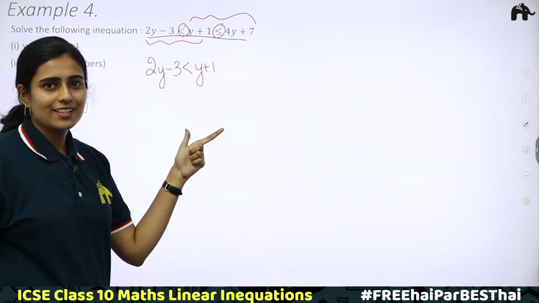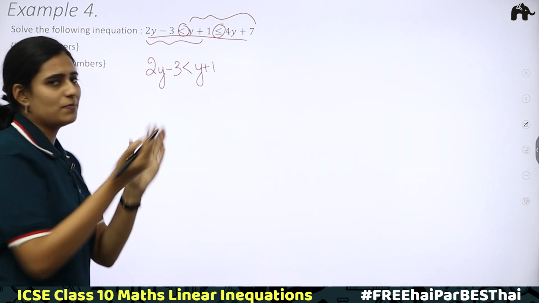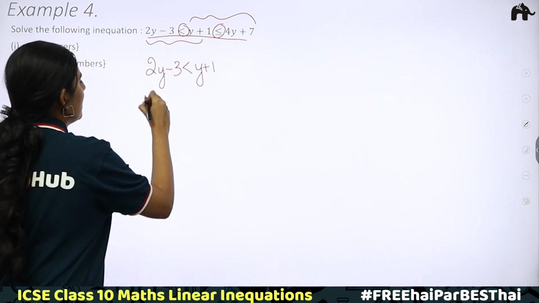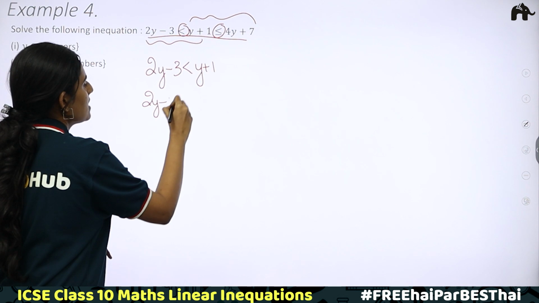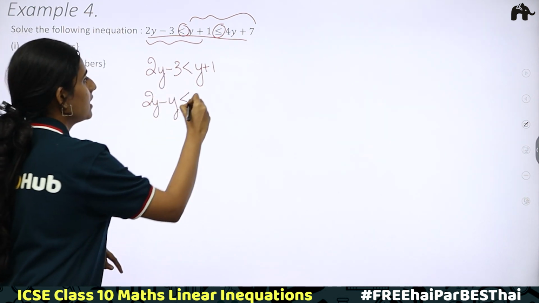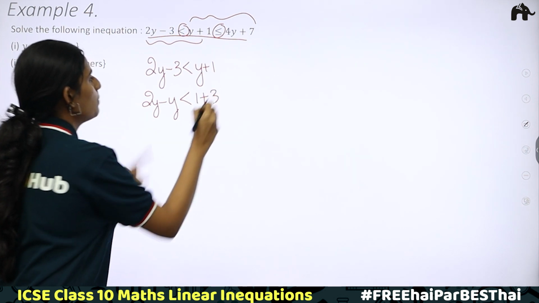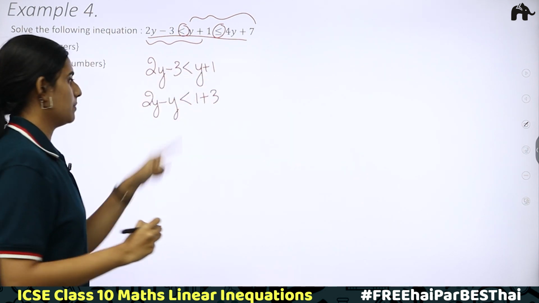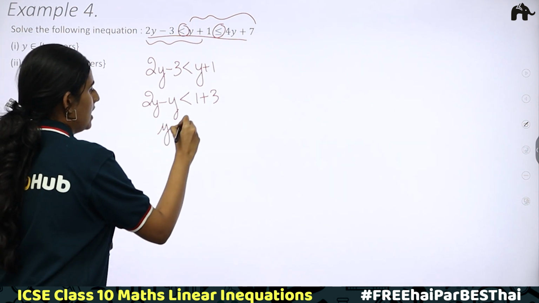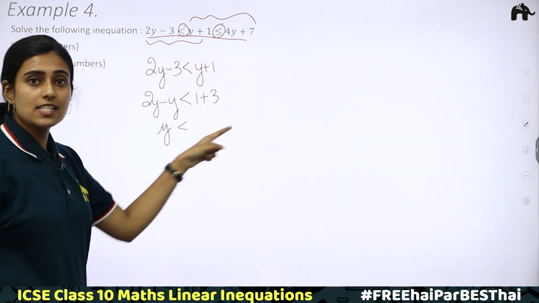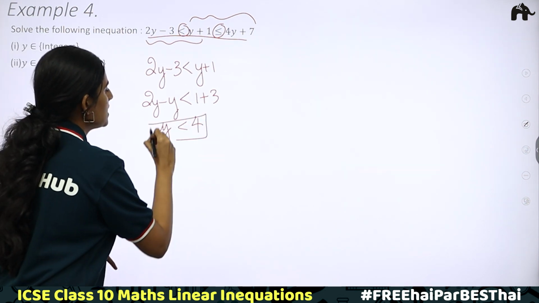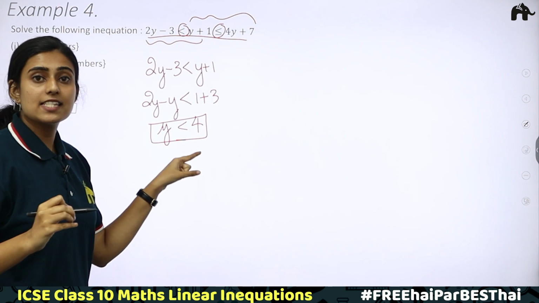How do you solve this? Yes, the first step is taking the variables on one side, constants on the other side. That is 2y minus y, and minus 3 becomes plus 3: 2y minus y less than 1 plus 3. What is 2y minus y? Y. Less than 1 plus 3 is 4. Okay. So the first condition is y is a number less than 4.